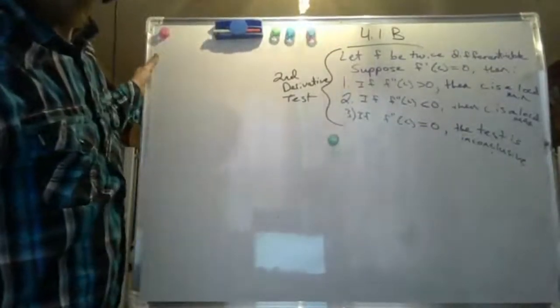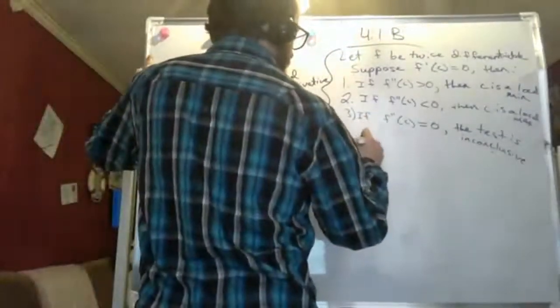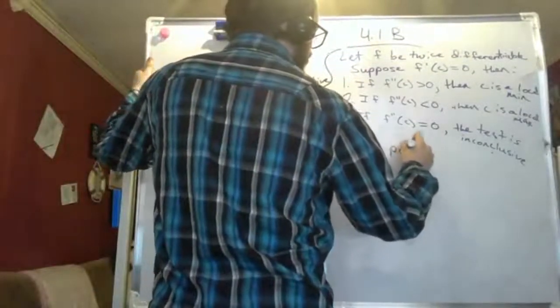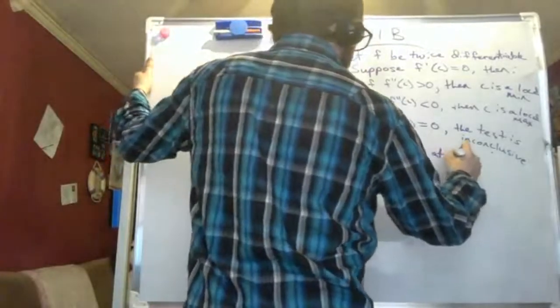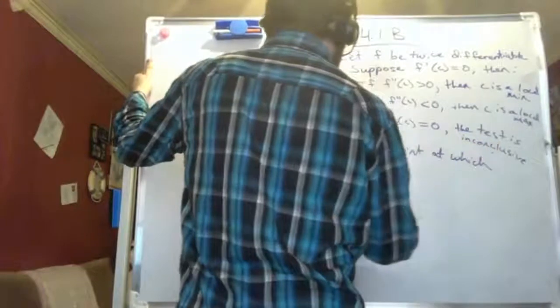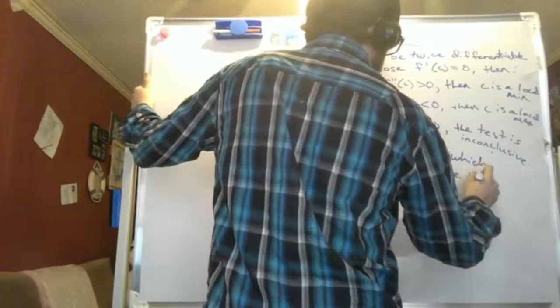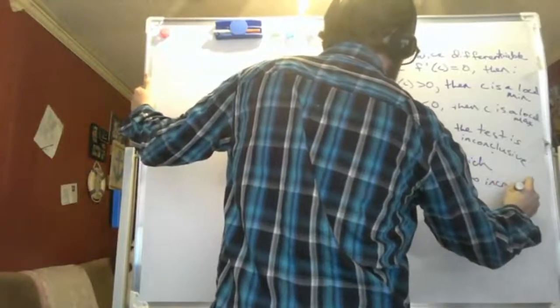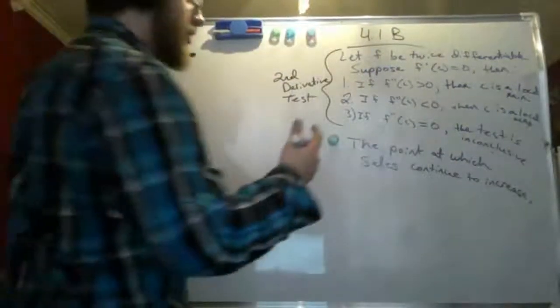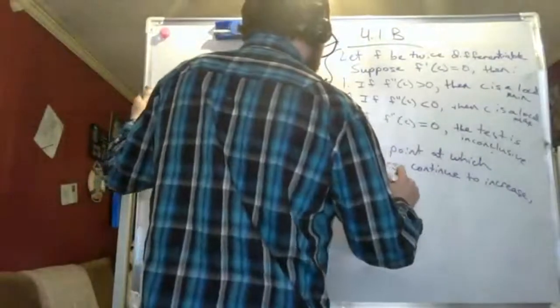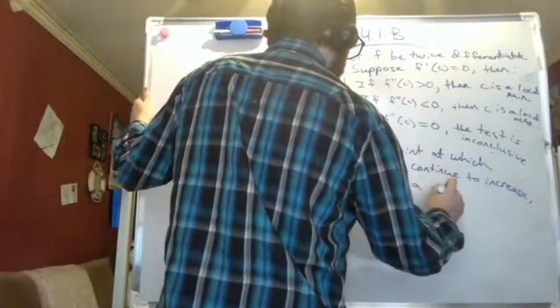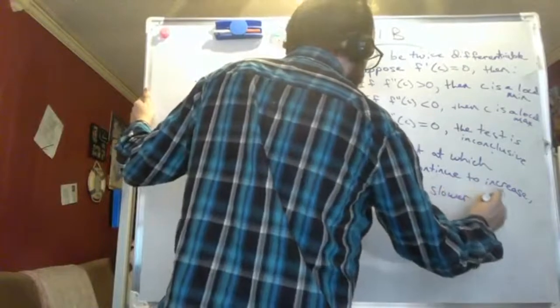So, the point at which sales, so we're talking about business here. So the point at which sales continue to increase. So this is where sales continue to increase, but at a slower rate. So what does that tell us?